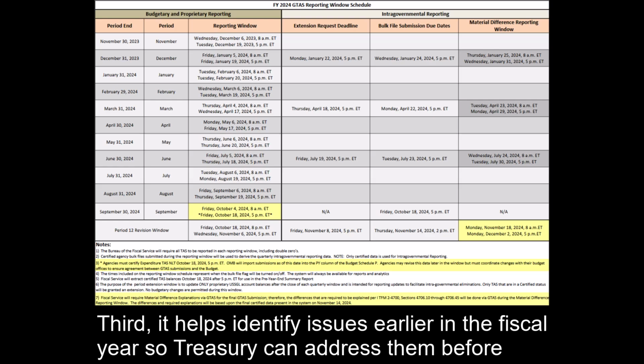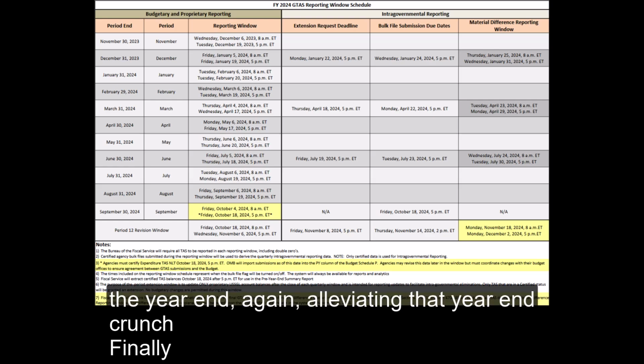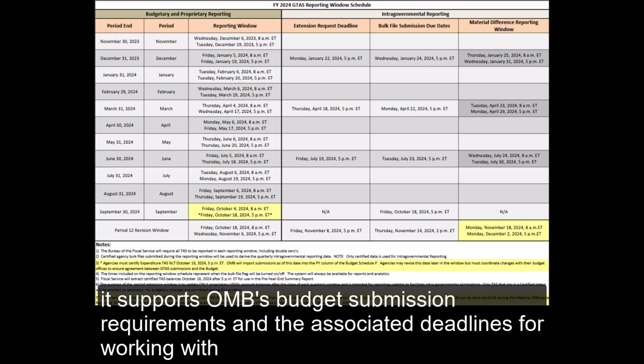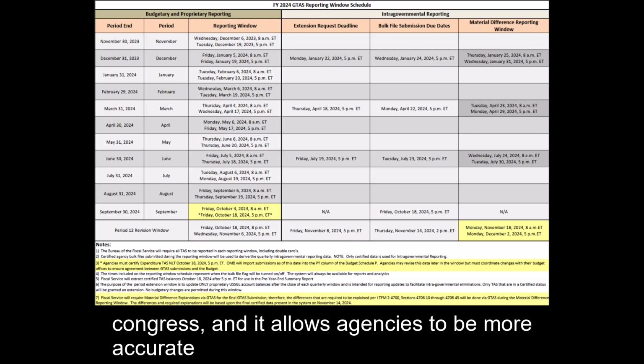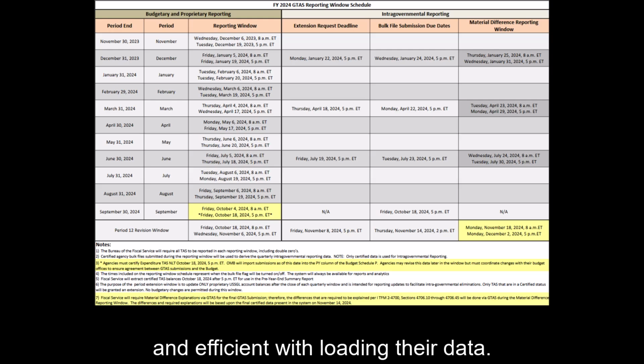Third, it helps identify issues earlier in the fiscal year so Treasury can address them before the year end, again, alleviating that year-end crunch. Finally, it supports OMB's budget submission requirements and the associated deadlines for working with Congress, and it allows agencies to be more accurate and efficient with loading their data.